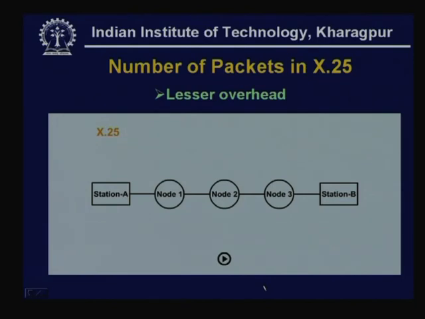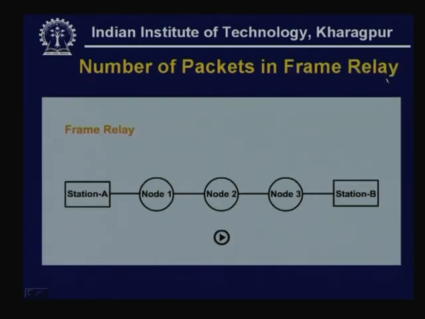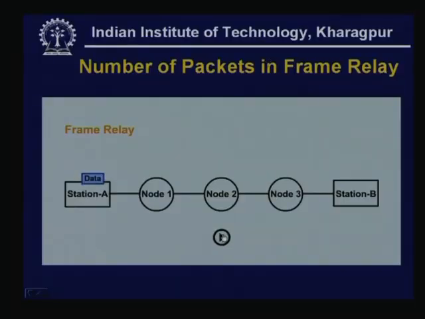However, in the context of frame relay, this is not necessary. So what was done? The flow and error control was completely removed, not only in the data link layer but also in the frame layer. So as you can see, the traffic is significantly reduced here. So data goes from station A to node 1, and again data goes from node 1 to node 2, and data goes from node 2 to node 3, and again finally it is delivered to station B.